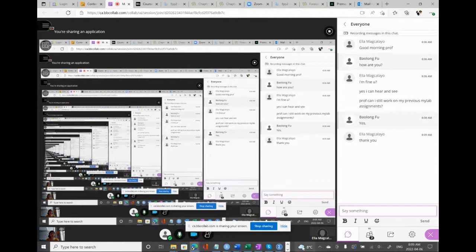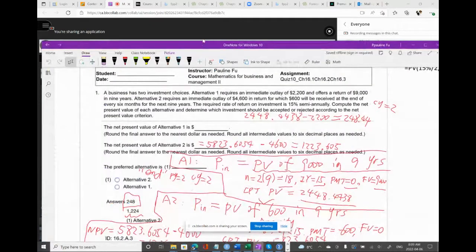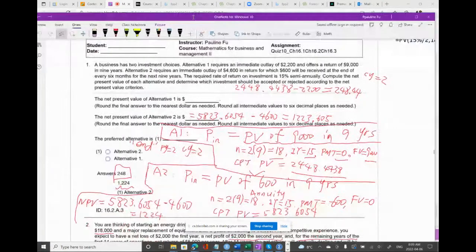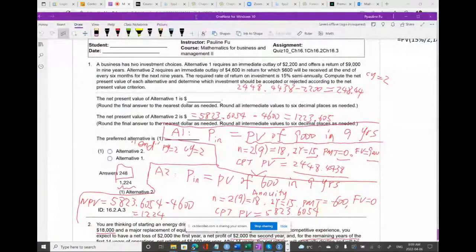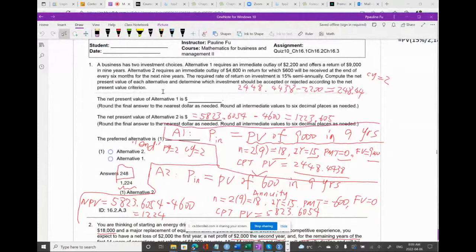Now I'm going to go over some questions in chapter 16. Net present value, discounted cash flow, those connected to investment decisions. So let's go to the first question.